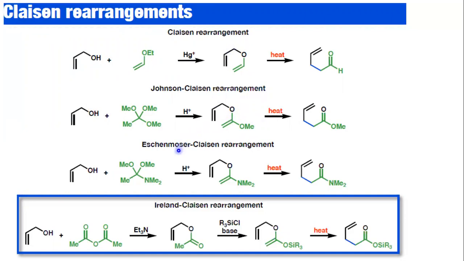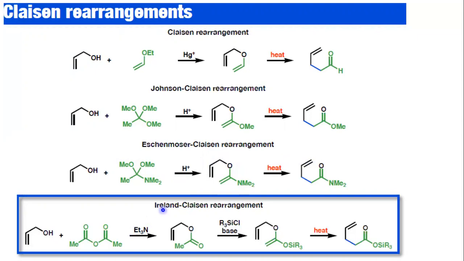The other variation of the Claisen rearrangement is the Eschenmoser-Claisen rearrangement. In this case, allylic alcohol is treated with N,N-dimethylacetamide dimethyl acetal in the presence of acid, and will get rearranged to a suitable form of a 1,5-diene system, which can be a substrate for the 3,3 sigmatropic rearrangement reaction. We do the 3,3 sigmatropic rearrangement reaction. This is the product we'll get.